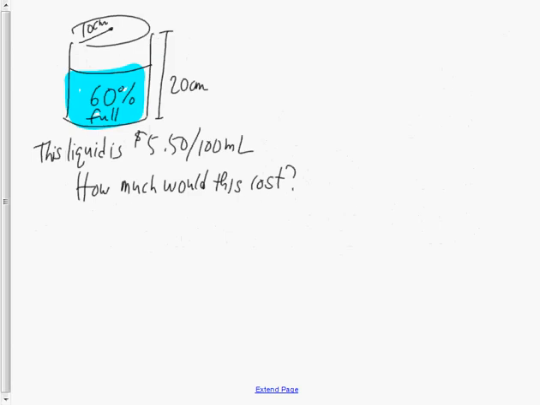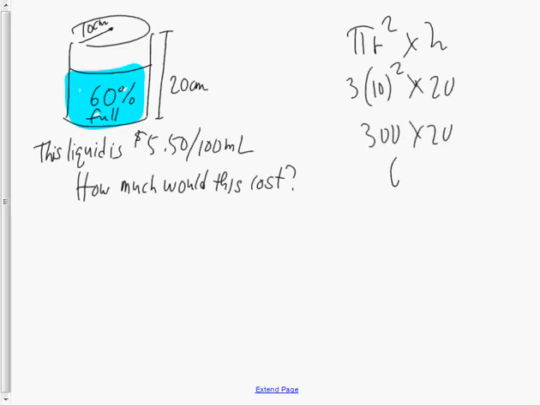The second question says this liquid in this container is $5.50 per 100 mils. How much would this particular thing cost? The first thing I'm going to do is calculate the volume of the full container if it were full. This would be 3 multiplied by the radius, which is 10 squared, multiplied by the height, which is 20. This would be 300 multiplied by 20, which would be 6,000 centimeters cubed, or 6,000 milliliters.